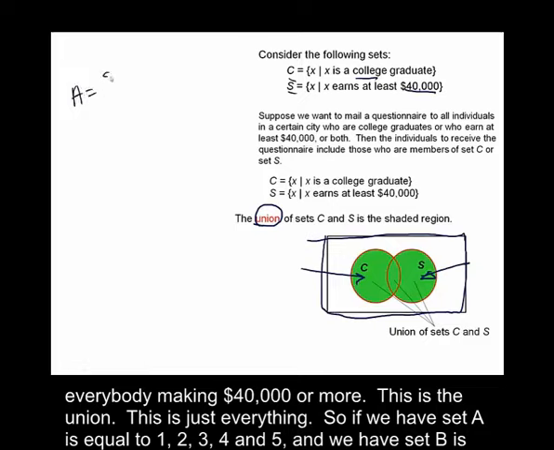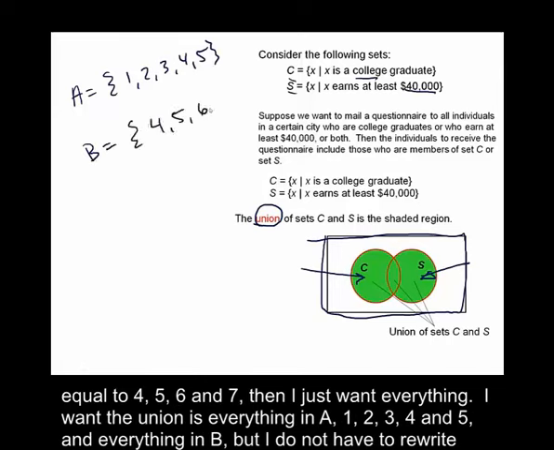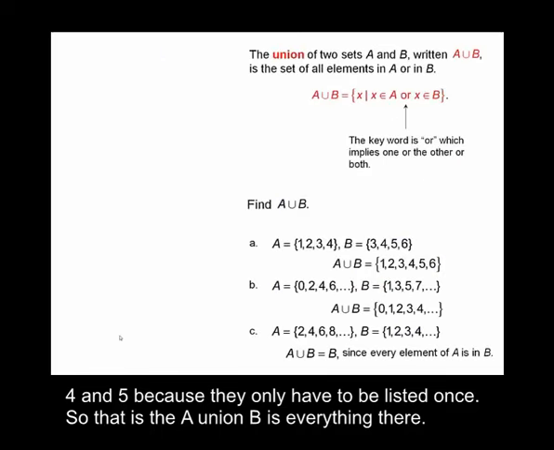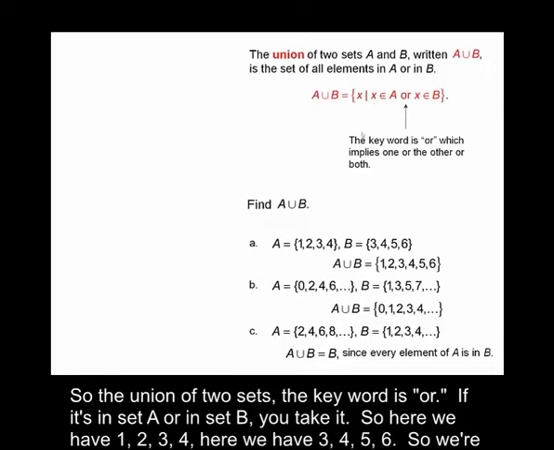So if we have set A equal to {1, 2, 3, 4, 5}, and we have set B equal to {4, 5, 6, 7}, then I just want everything. The union is everything in A, 1, 2, 3, 4, and 5, and everything in B, but I do not have to rewrite 4 and 5 because they only have to be listed once. So that is A union B, just everything there. So for the union of two sets, the key word is "or." If it's in set A or in set B, you take it.